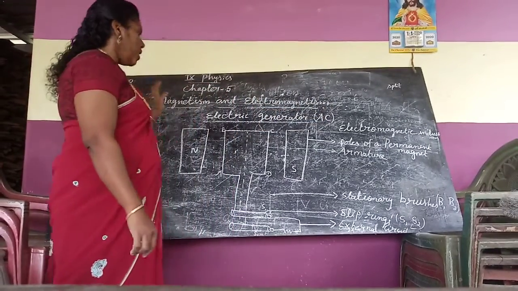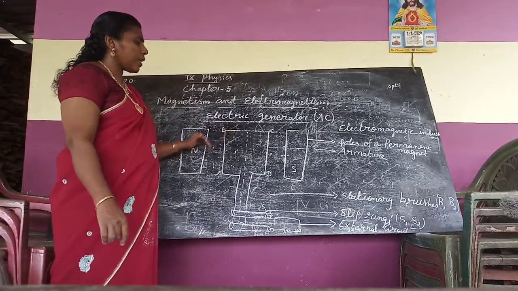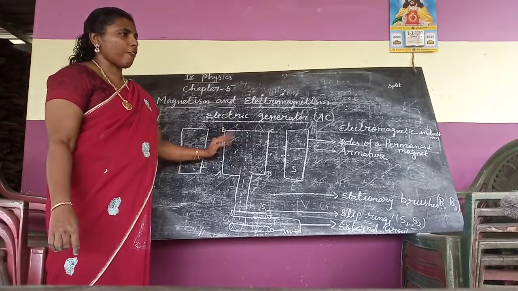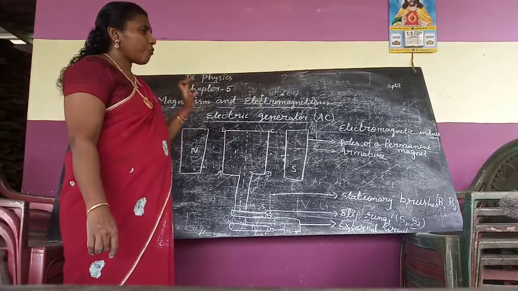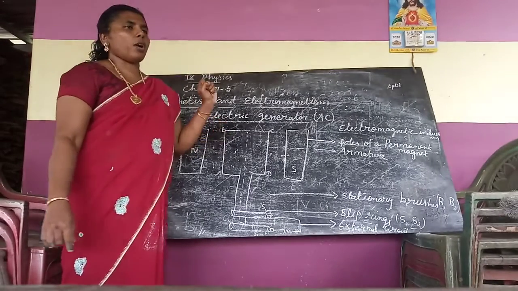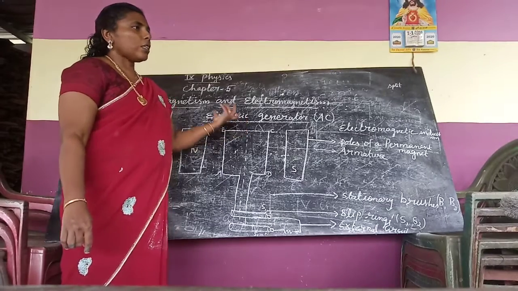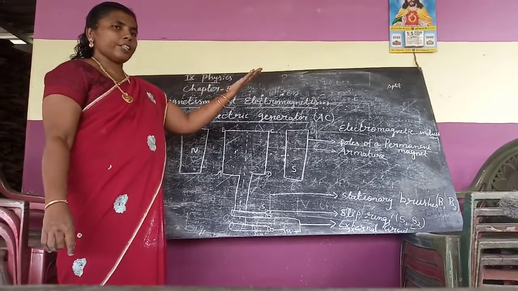Electromagnetic induction. Here the magnet is there and the coil is there, and they are always perpendicular to each other. That's all you know. When the magnetic flux linked with the coil changes, an induced current is produced. This induced current is due to electromagnetic induction.